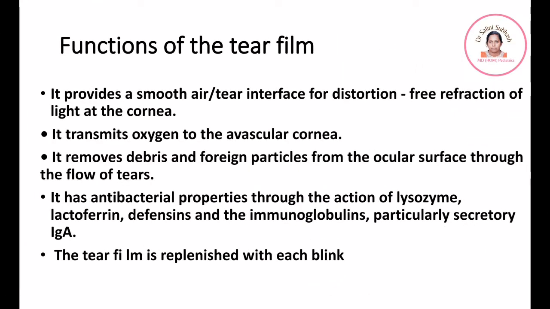Functions of the tear film. It provides a smooth air-tear interface for distortion-free refraction of light at the cornea. It transmits oxygen to the avascular cornea. It removes debris and foreign particles from the ocular surface through the flow of tears. It has antibacterial properties through the action of lysozyme, lactoferrin, defensins and immunoglobulins, particularly secretory immunoglobulin A. The tear film is replenished with each blink.